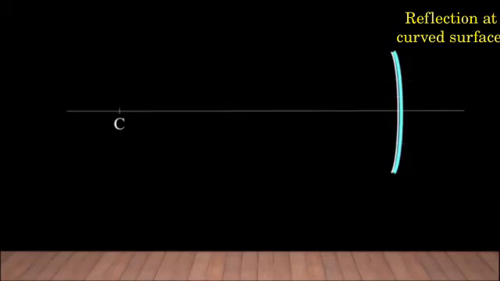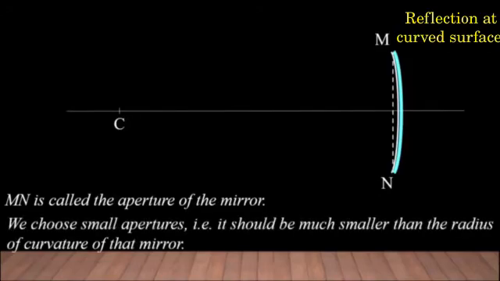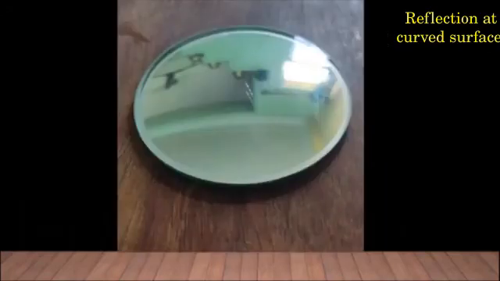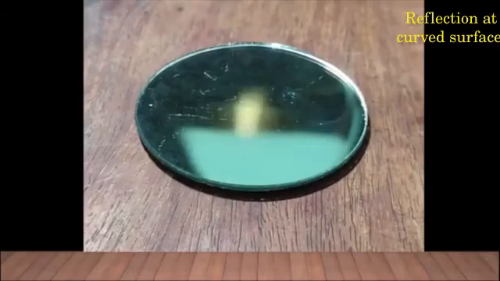So let us see a mirror named MN. Now, what is this distance MN? This distance, the diameter of the reflecting mirror, is the aperture of the mirror. So, MN in this case is called the aperture of the mirror. All right. So, we choose small apertures, that is, it should be much smaller than the radius of curvature of that mirror. So you can see here, if this is the mirror, this is a convex mirror. So this distance is the aperture. All right. Similarly, for a concave mirror, this distance is the aperture.